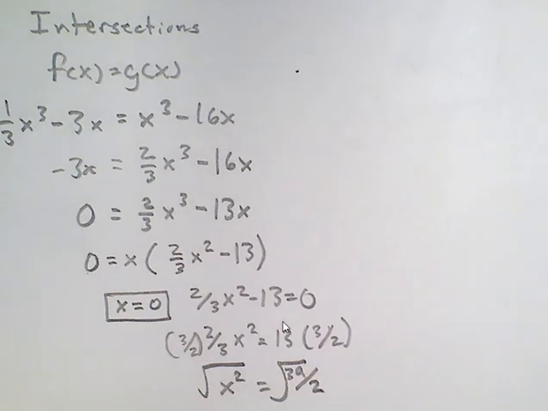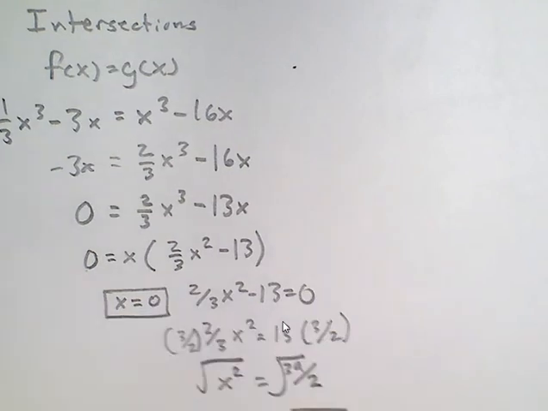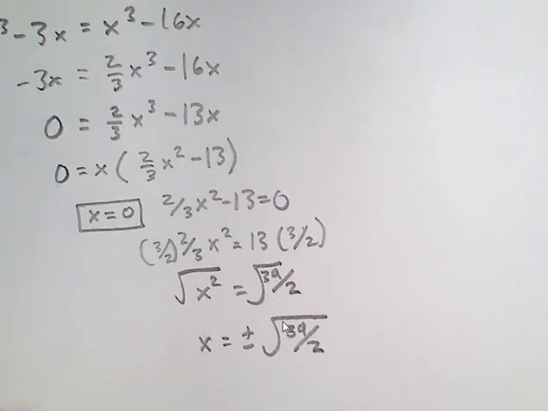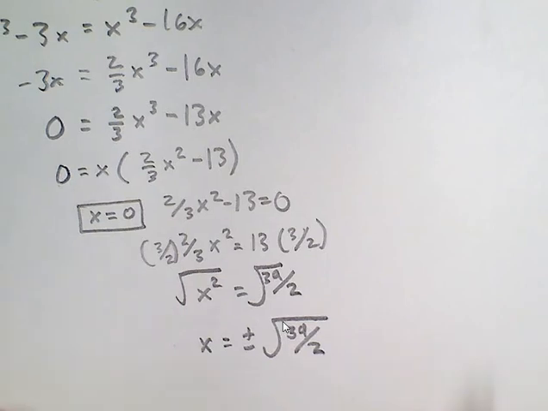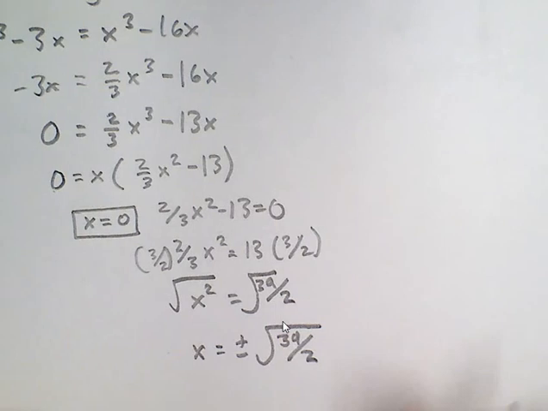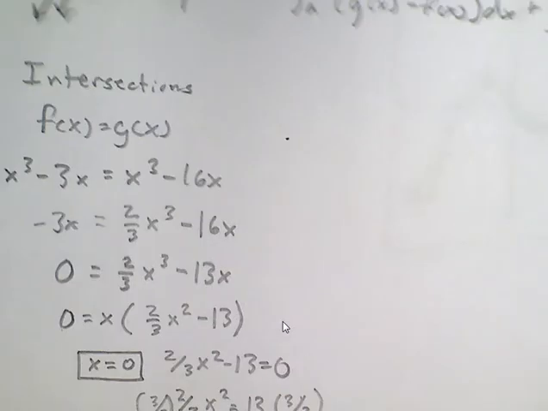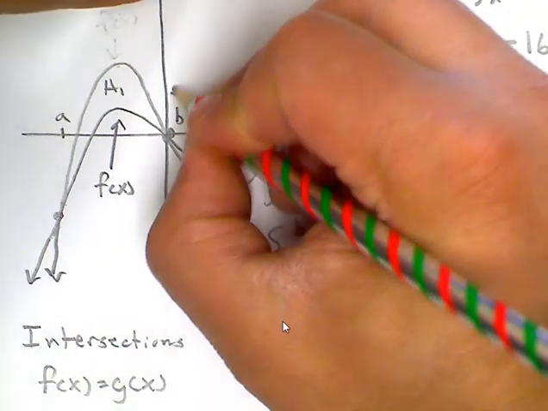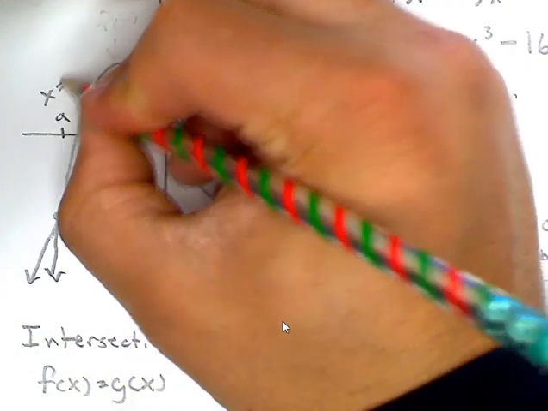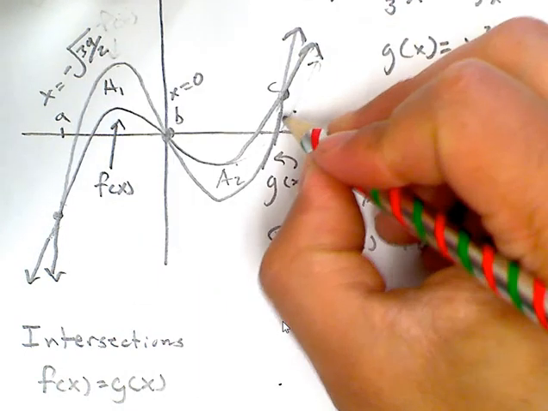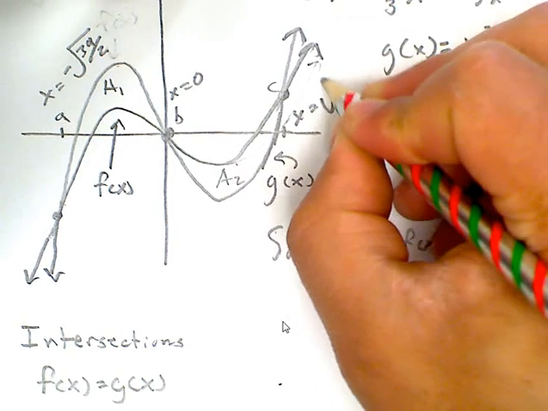Now, I said this wasn't calculator, but it looks like it's going to end up being calculator because I can't evaluate that. Alright, I'm going to have to use my calculator. On your take home, you won't have to use your calculator. You'll get rational numbers. Alright, so we know that in our diagram we can go up here and say, one of our answers was x equals 0, and then one was negative square root of 39/2, and one was positive square root of 39/2.